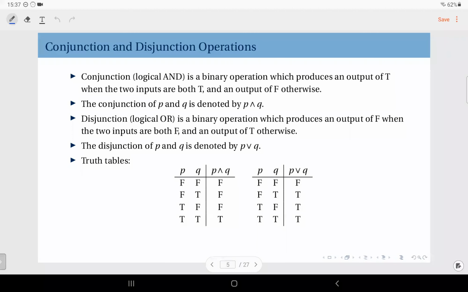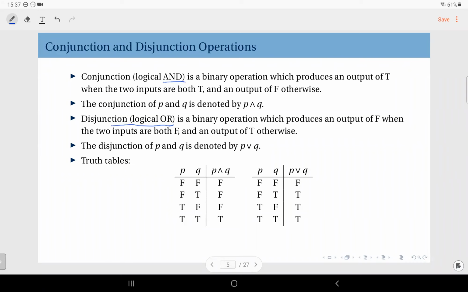Okay, next we'll look at the operations named conjunction and disjunction. Now, clearly, most of you will know these with their more famous names, and and or. So conjunction is logical and, and disjunction is or, right? So how do we define them? Well, first of all, these are binary operations.